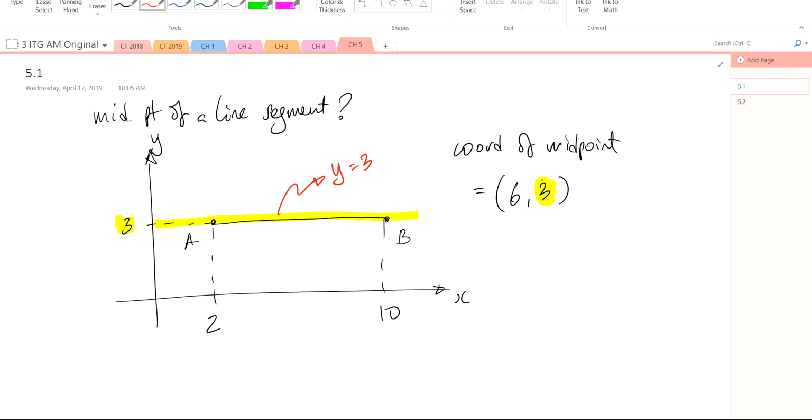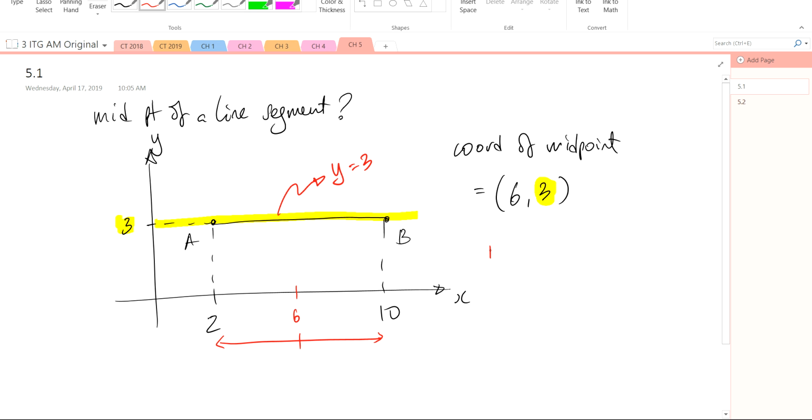Midpoint must be in the middle, right? So what is in the middle of 2 and 10? We break it into two equal parts. And you are telling me that it is 6. I hope you are not using trial and error. Are you able to tell me how to get 6? 10 minus 2, then you can answer the other.